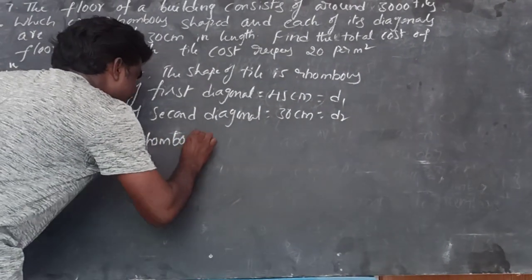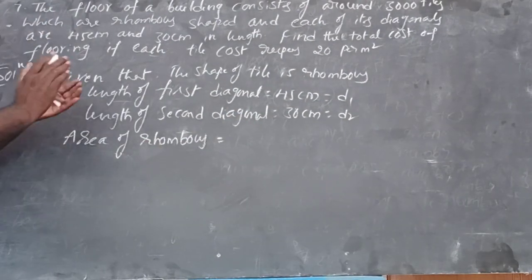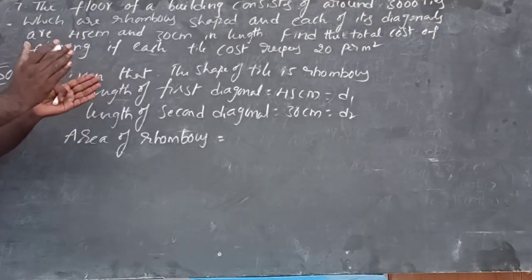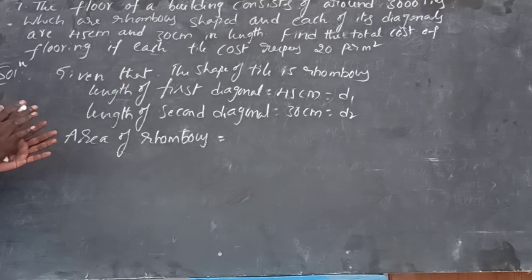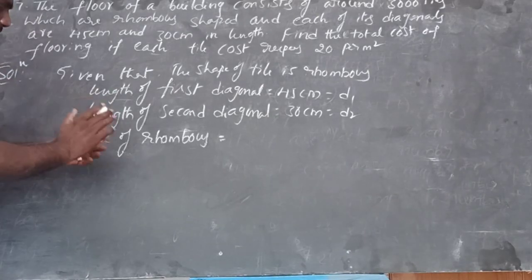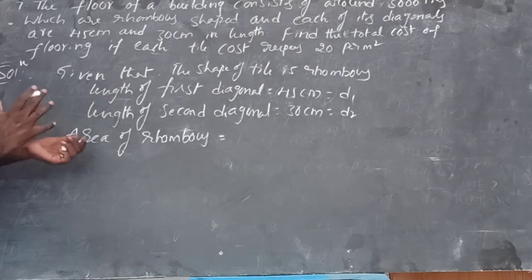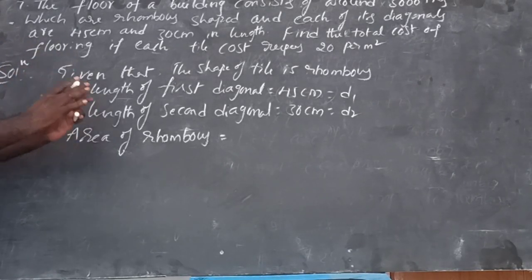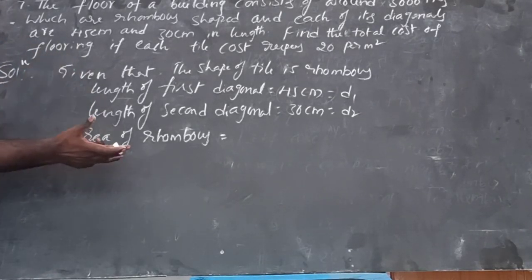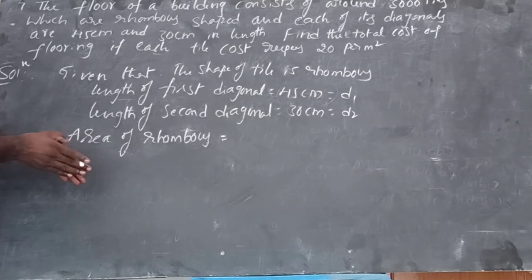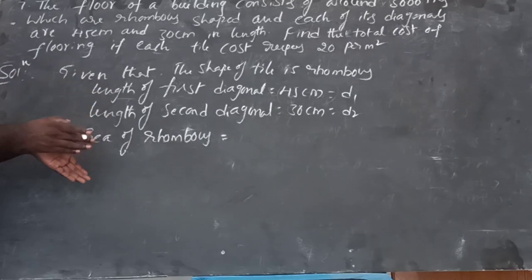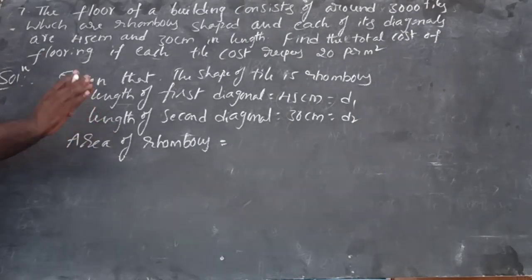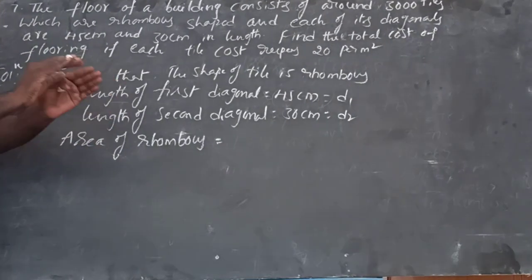Why can you find the area of the rhombus? Because the tiles are in the shape of a rhombus. The rhombus shaped tiles are fixed on the floor, so that's why you can find the area. Area means any object occupying a place on a plane surface. That occupying place is called area. So here on the floor, the tiles are occupying it, and that occupying place is called the area of the tiles.